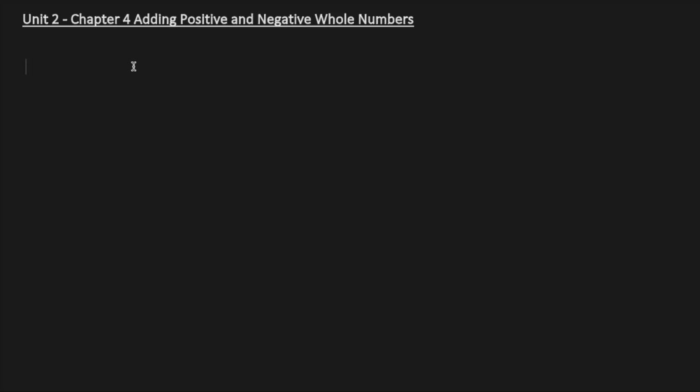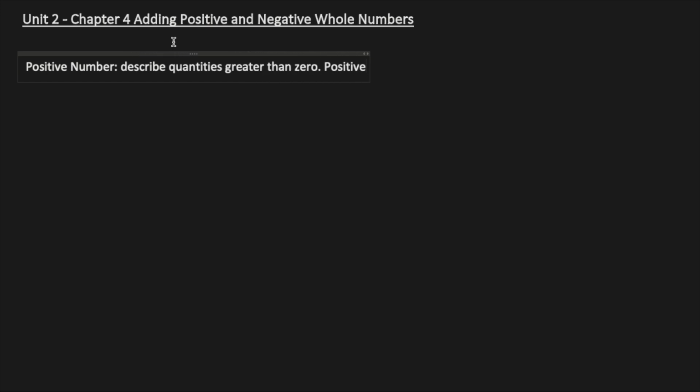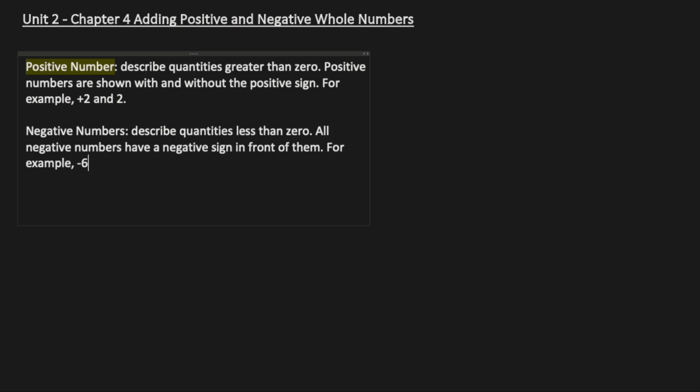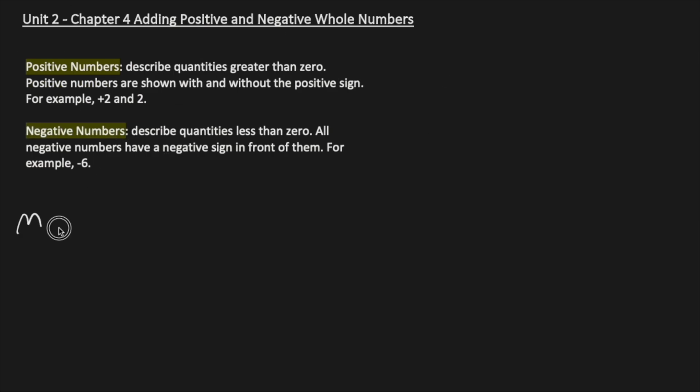So let's start. Positive numbers describe quantities greater than 0. Positive numbers are shown with and without the positive sign. For example, plus 2 and 2. Negative numbers describe quantities less than 0. All negative numbers have a negative sign in front of them. For example, negative 6.